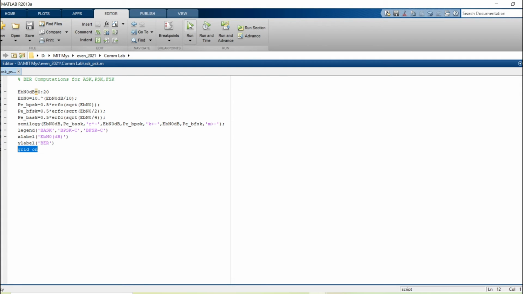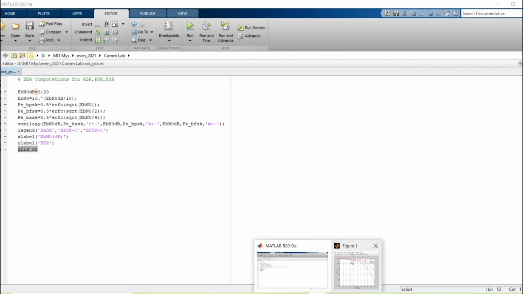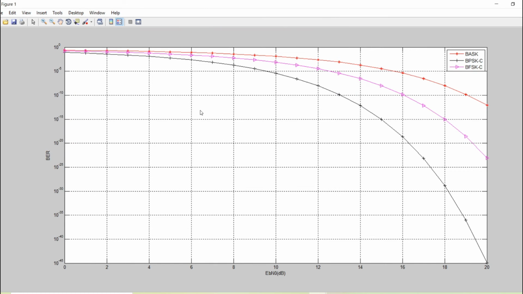Let us save and run this program. And we can see there is a graph showing three different curves. One is related to BASK, another one is BPSK, another one is BFSK. So what inference can we draw from this set of curves? As Eb by N0 goes on increasing, the bit error rate goes on decreasing. That means if you have 20 decibels as your signal to noise ratio, that is a very high signal to noise ratio, then the bit error rate is 10 to the power minus 45, you cannot imagine how small this bit error rate is.